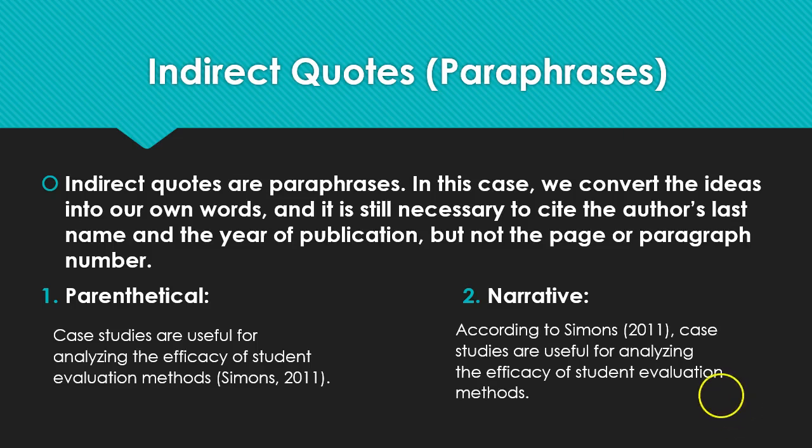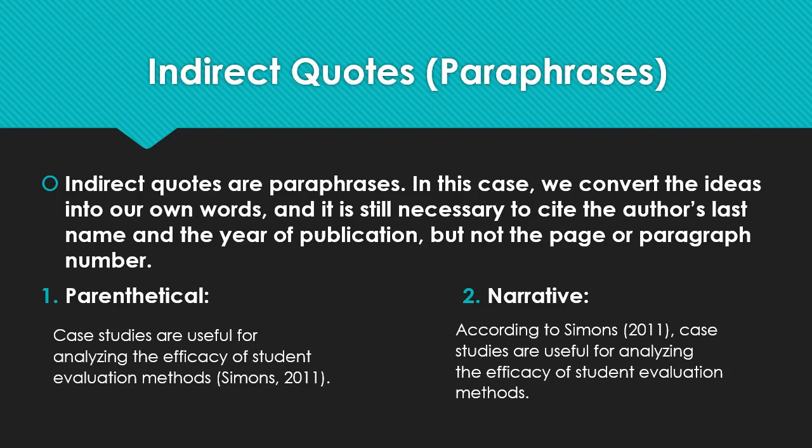There are also indirect citations. That means paraphrases. So in this case, the information is still being borrowed, but I'm putting it in my own words. It's still necessary to cite the author's last name and the year of publication, but for paraphrases in APA style, it's not necessary to cite the page or paragraph number.